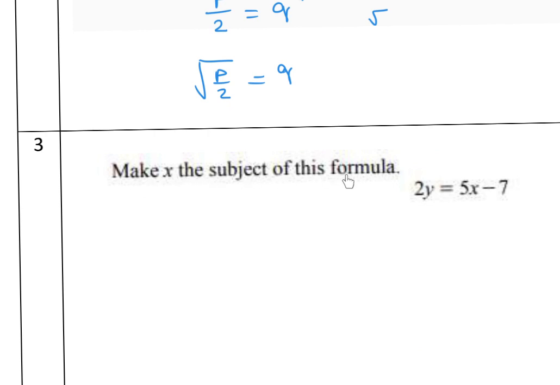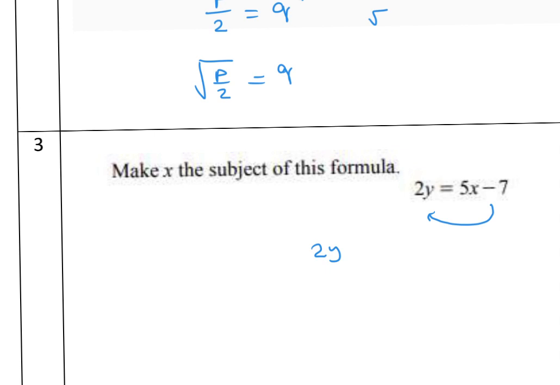Make x the subject of this formula: 2y equals 5x minus 7. Hamza, I need x as the subject. So I need to remove negative 7 and 5. Negative 7 will go to the other side as positive 7.